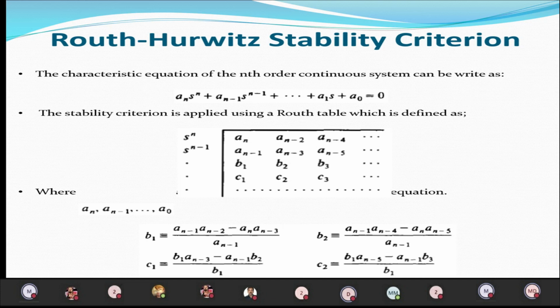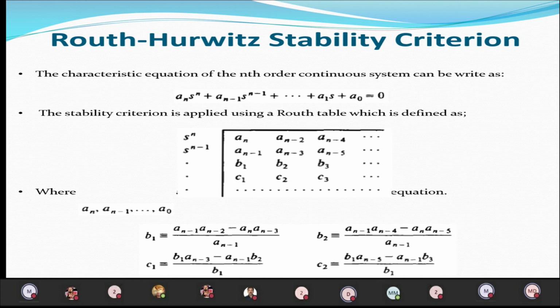So the next decreasing odd number will be a n minus 3, like that it goes. Now you have filled the first two rows by looking at the equation only. Okay, so for the next rows we have to do the calculation. In order to determine the next row elements in the root array, we have to do the calculation.